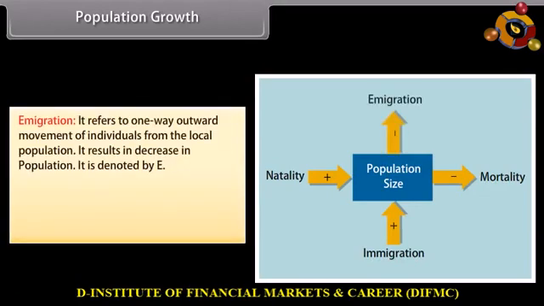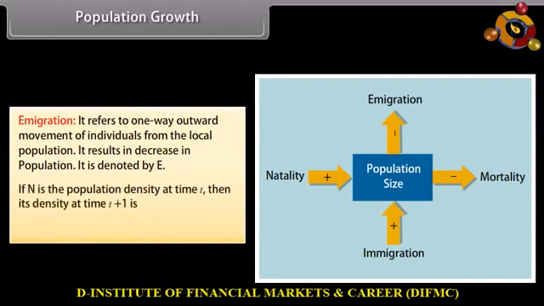Emigration. It refers to one-way outward movement of individuals from the local population. It results in decrease in population. It is denoted by E. If n is the population density at time t, then its density at time t plus 1 is n(t+1), which equals nt plus B plus I minus D plus E.